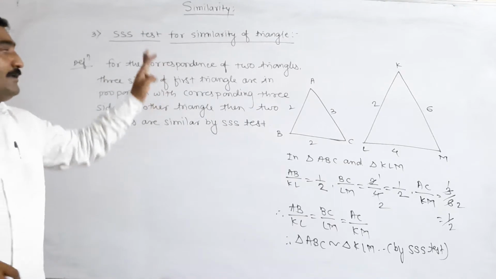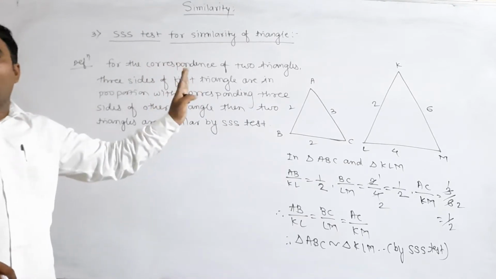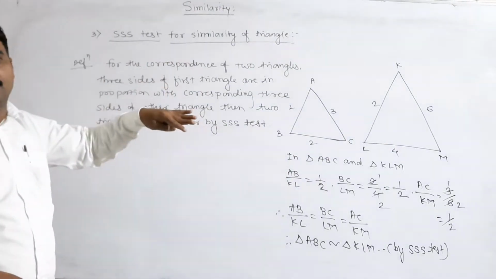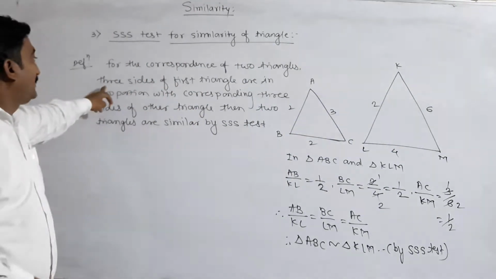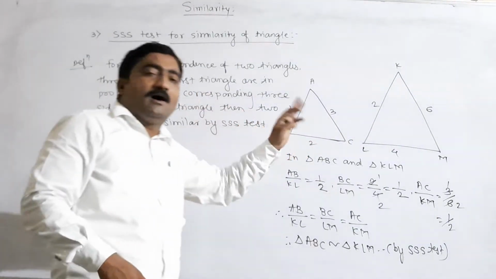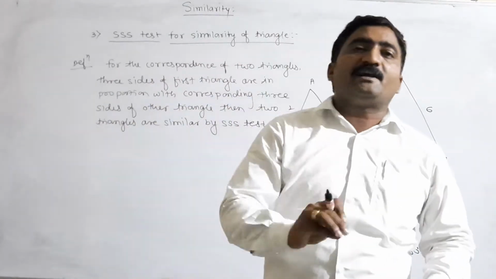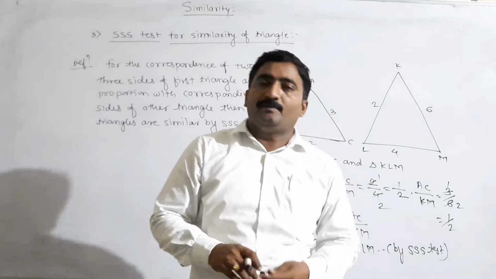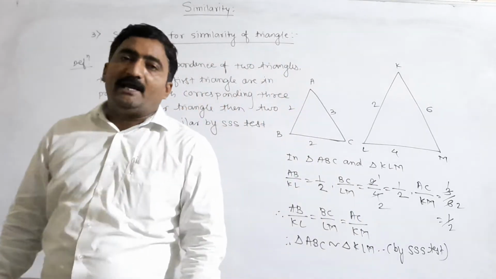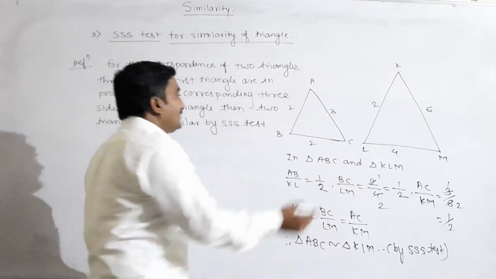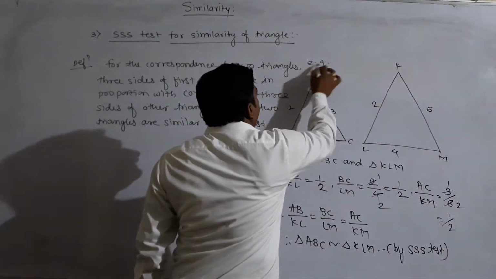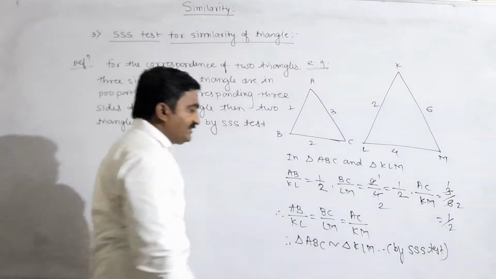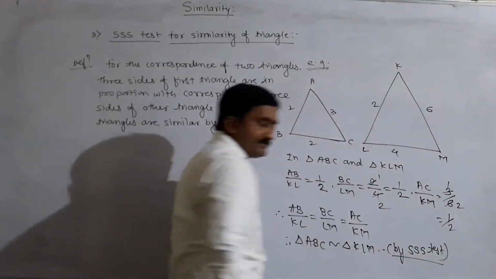So for a given correspondence between the vertices of two triangles, if three sides of the first triangle are in proportion to the corresponding three sides of the other triangle, then the two triangles are similar. By which test? By SSS test. We have to take here an example. Triangle ABC and triangle KLM are similar. By which test? By SSS test.